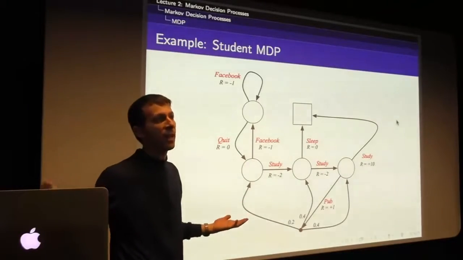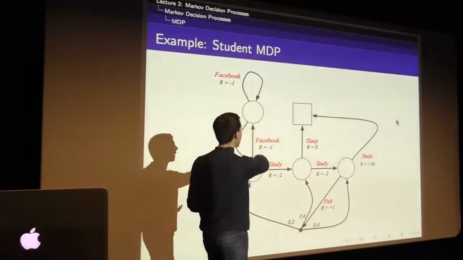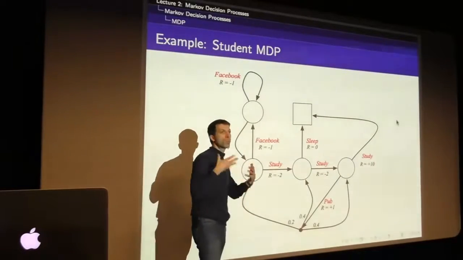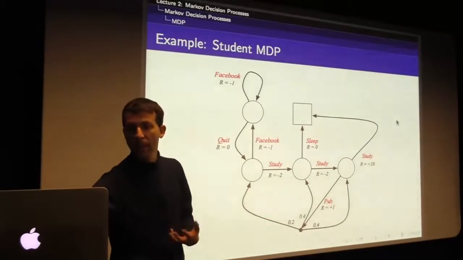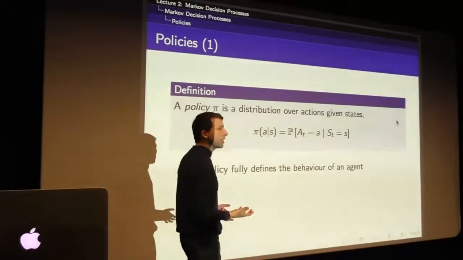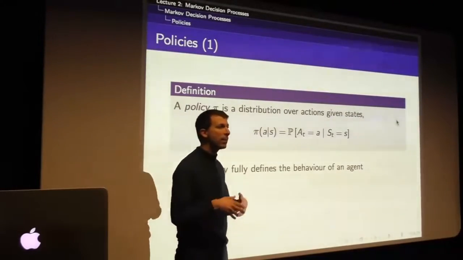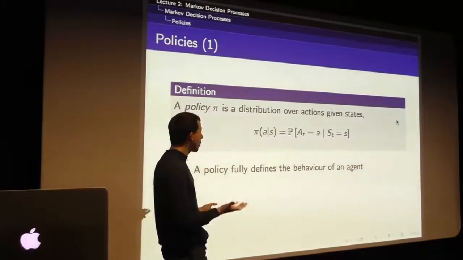This is the reality for an agent. The game we're playing now is to try and find the best path through your decision-making process that maximizes the sum of rewards that you get. That's the game that you play in an MDP. To do that, the first thing we need to talk about is formalizing what it means to make decisions and to take decisions. To do that, we define something called the policy.